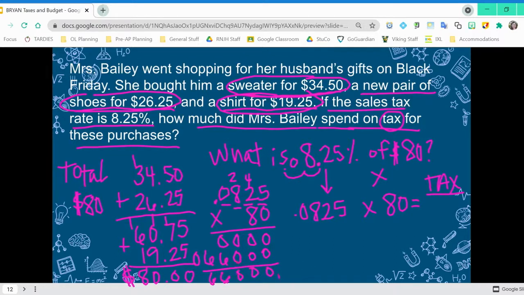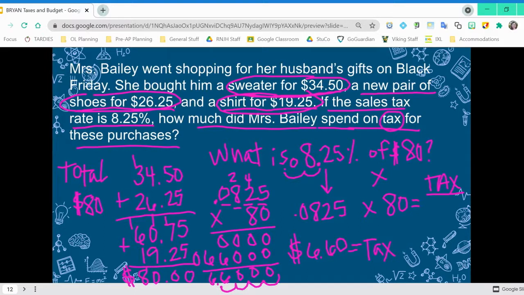So we loop the decimal over 1, 2, 3, 4, which leaves us with 6.6000. Well, in money, we only show it with 2 decimal places, so we can really ditch those last 2 zeros. So that leaves me with $6.60. So her amount of tax is $6.60.